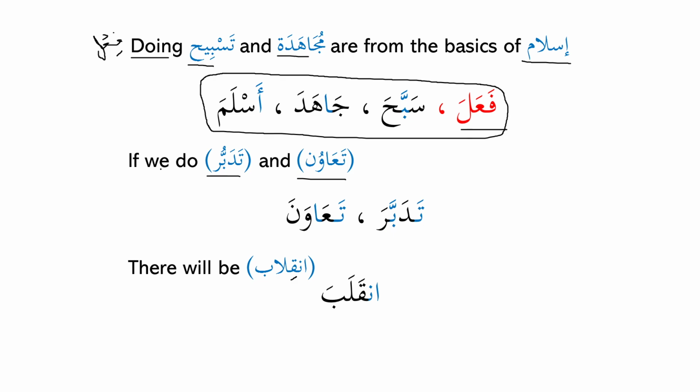These are the families, let's say. If we do tadabbur and ta'awan, then we can bring a change. Tadabbur and ta'awan, and it will be inqilab. So then there will be a change, and inshallah the change will take place by itself. But what do we have to do? We have to do tadabbur and ta'awan. Very important. So please try to memorize this, because I want you to master these forms. So inshallah, when we start the Quran, then we shouldn't have any doubt.